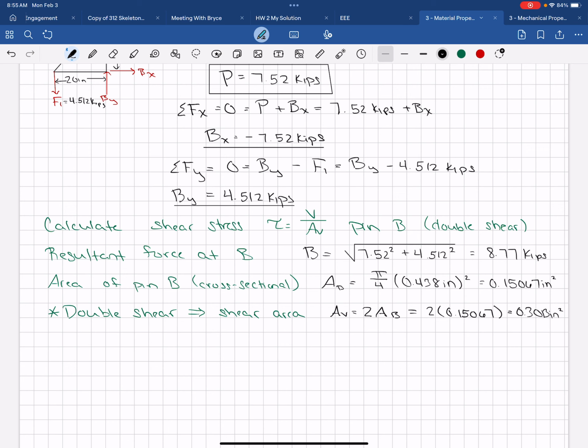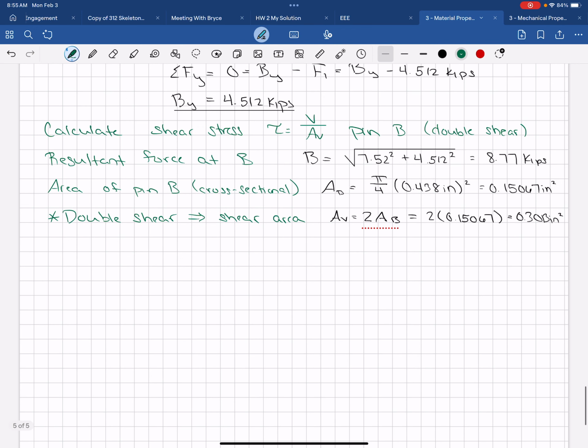And then the shear stress of pin B is tau equals V over AV, which is 8.77 kips divided by 0.3013 inches squared. And the shear stress equals 29.1 ksi.